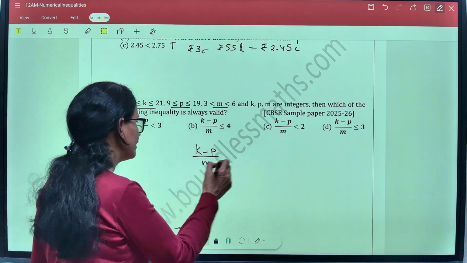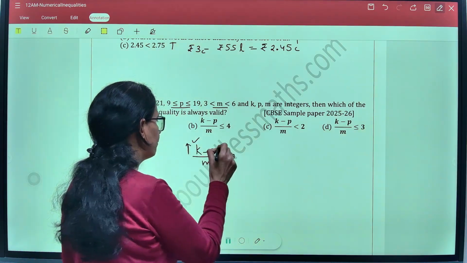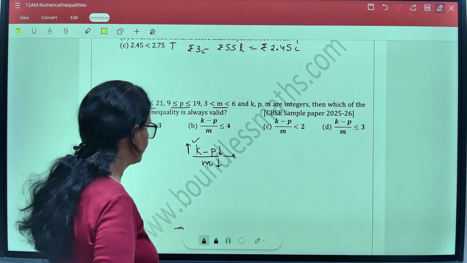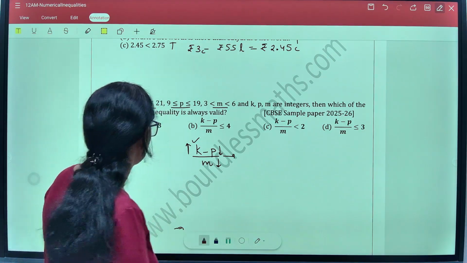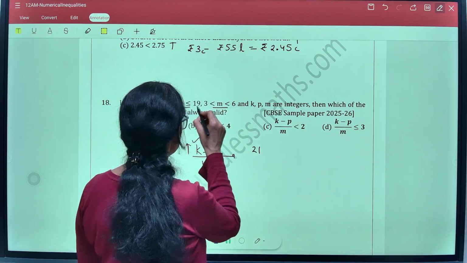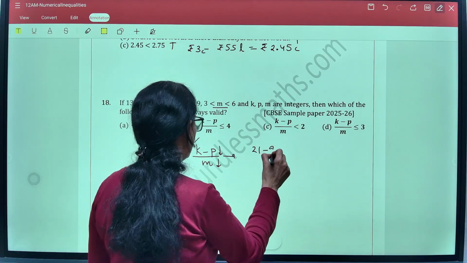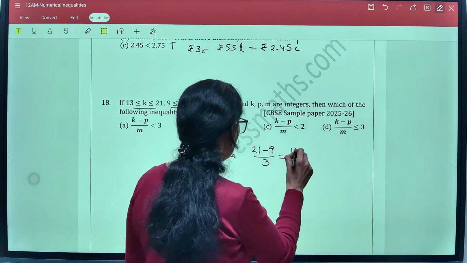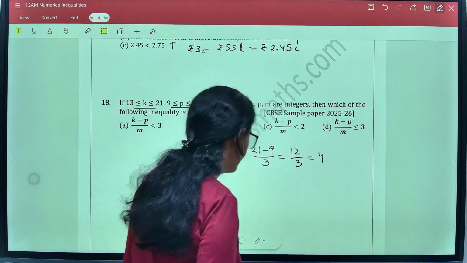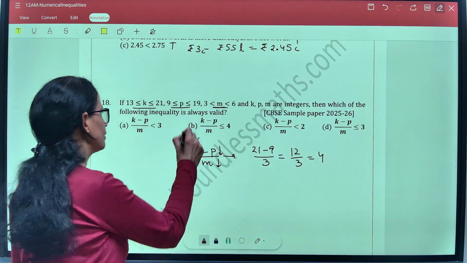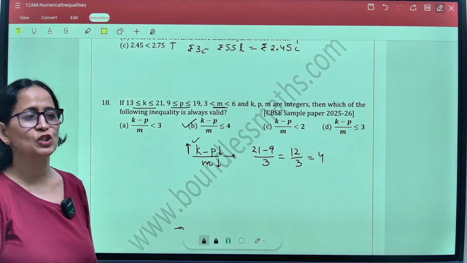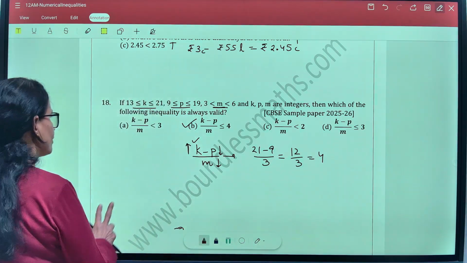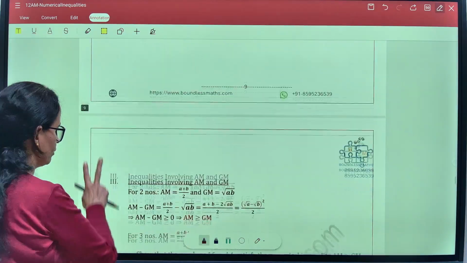So that means if you try to find the maximum value possible for this fraction, you will get your answer. So to have this as maximum, k should have a maximum value, p should have the lowest possible value, so that the least is subtracted, and the denominator should also be least. So as per what is given in the question, what is the maximum value of k? 21. Lowest value possible for p is 9, and the lowest possible value for m is 3. 21 minus 9 is 12, and 12 by 3 gives you 4. So that means which of these is true? Option B is the correct answer. So it's not always that you have to solve the question to get to the solution, but at times you have to use certain strategies to solve such questions.